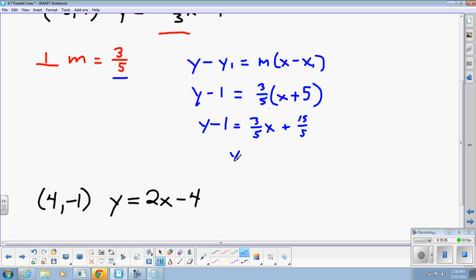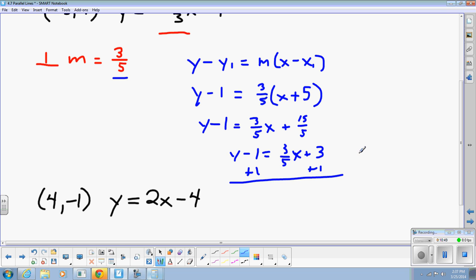So let's just rewrite it and make it a little easier for ourselves. Y minus 1 equals 3/5 x plus 3. Oh, that's a bad x. There we go. That's better. All right. Next, what am I going to do? Slope-intercept form means get the y by itself. Plus 1. Plus 1. Answer.